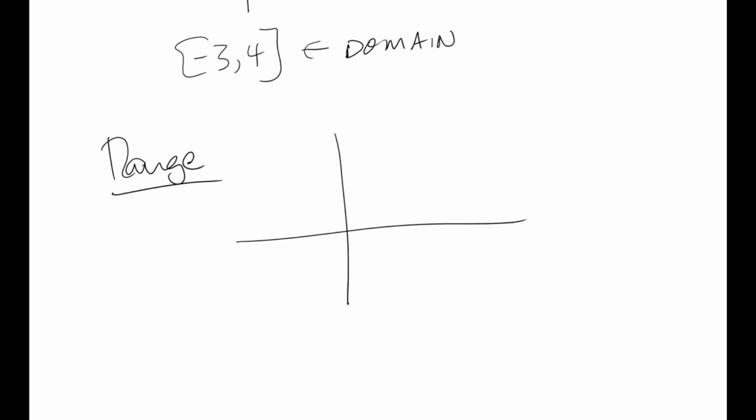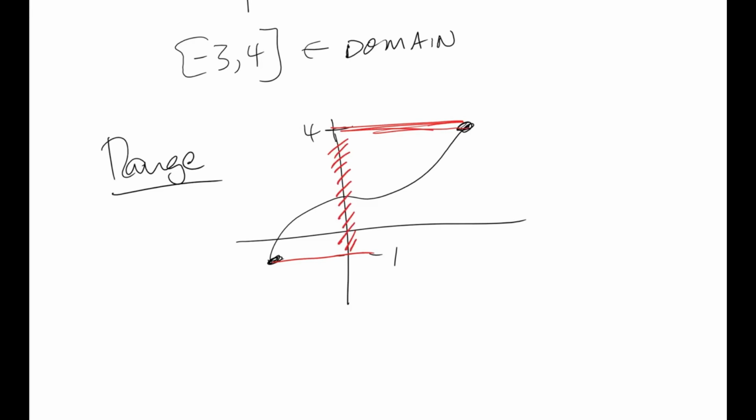So if your function looks something like this, oops, can't do that. It stopped here, started here, it starts at -1 and ends up here at 4. And the range will be pretty much the shadow, the compression, compress it onto the y-axis. And you see what those numbers are. So the range is a set of all y values that correspond to the graph. So that would be from -1 to 4, like that.